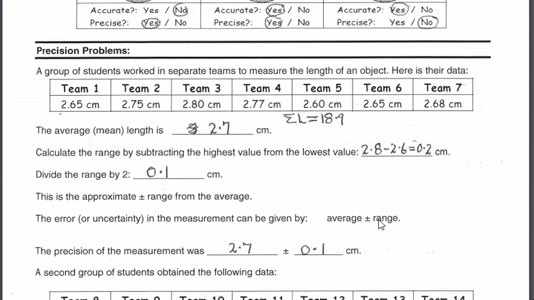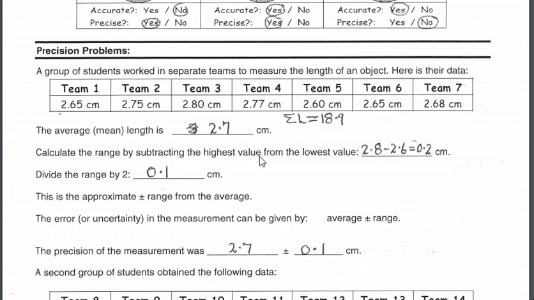Precision problems then. A group of students worked in separate teams to measure the length of an object. Here is their data. The average mean, so we have to add up all of these, and then divide by the number of data, which is 7. So this is the sum of the lengths that's measured. This symbol here is the Greek symbol capital sigma. Sum of the lengths being measured is 18.9 centimeters. Divide that through by 7 and you get 2.7 centimeters.